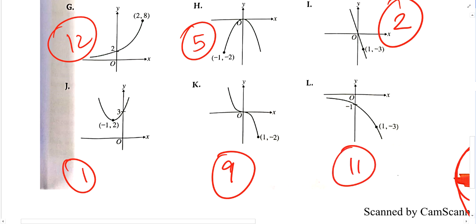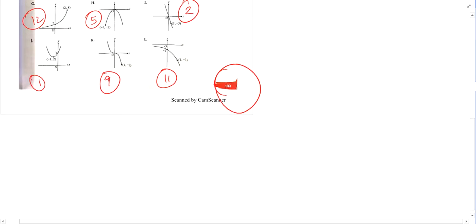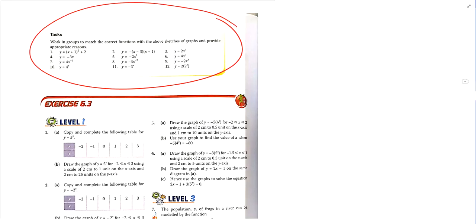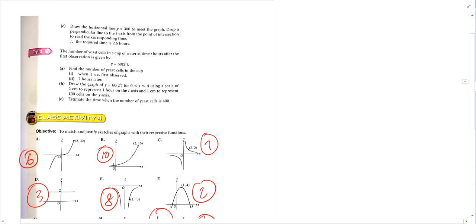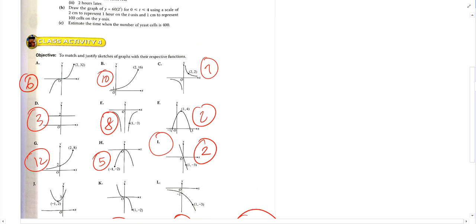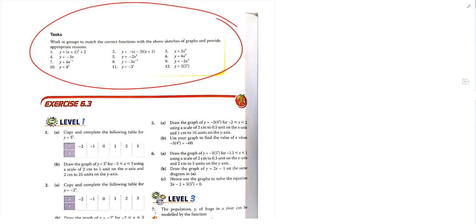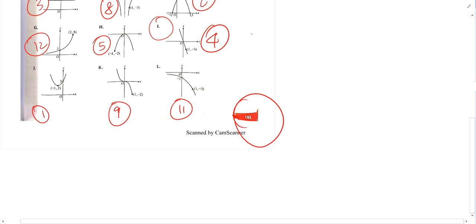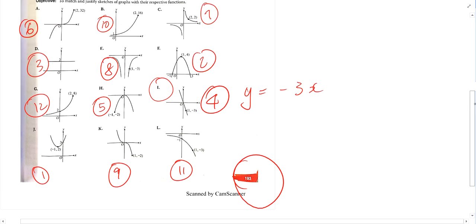11. Okay, so these are the answers provided by your classmates. Do you all need me to go through any of them? Why you got 2? Okay, so you are telling me that it is 4. So this should be 4. And the equation for number 4 is y equals negative 3x. Okay, this is 4. Anything else you want me to go through?